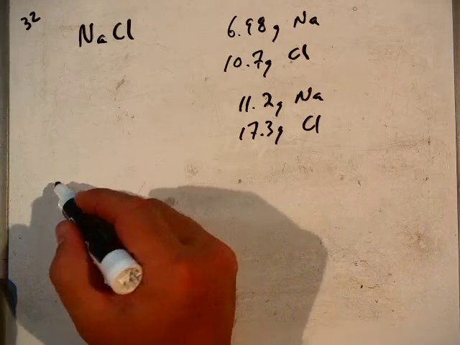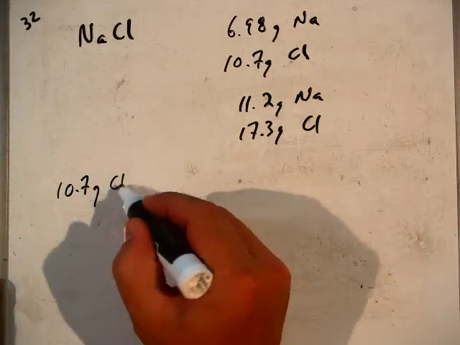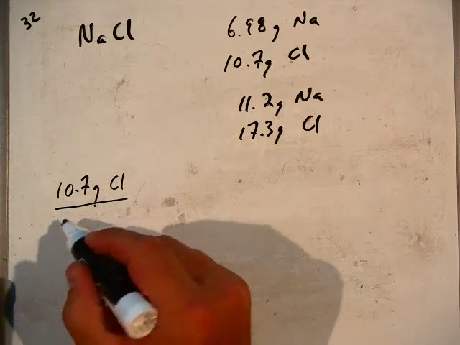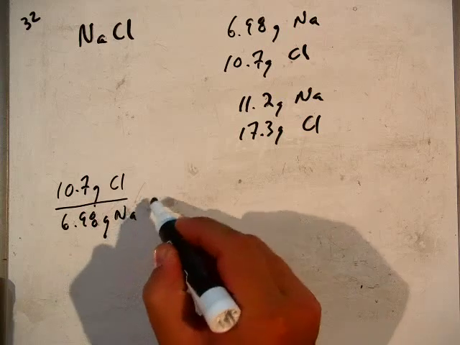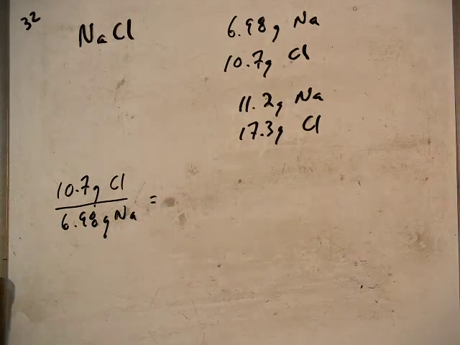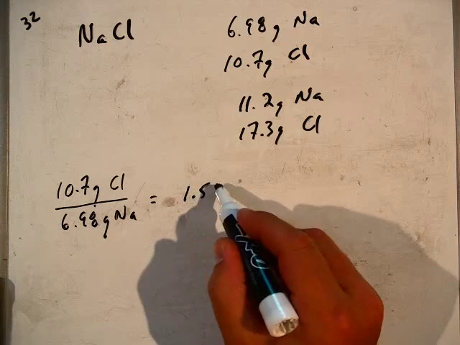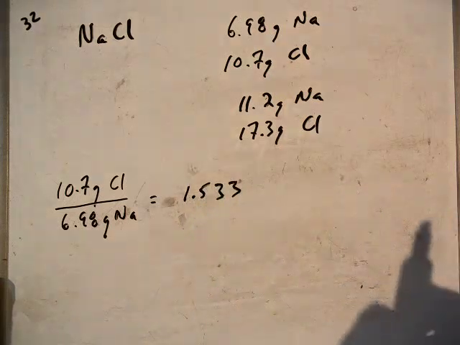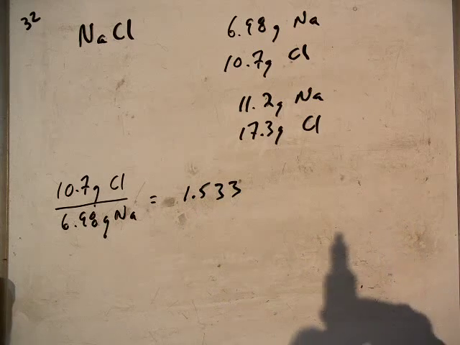And so really what we just want to know is, well, is the ratio of these masses the same? And if they are, then it follows the law of definite proportions. So I'm going to take my first sample, the 10.7 grams of chlorine, divide it by my 6.98 grams of sodium, and I get a mass ratio of 1.533.